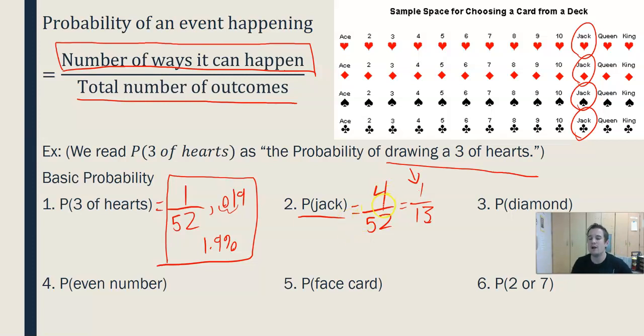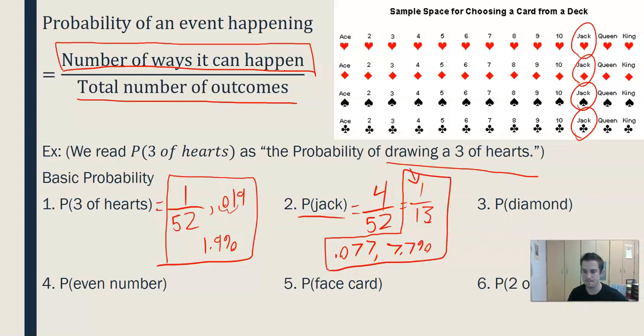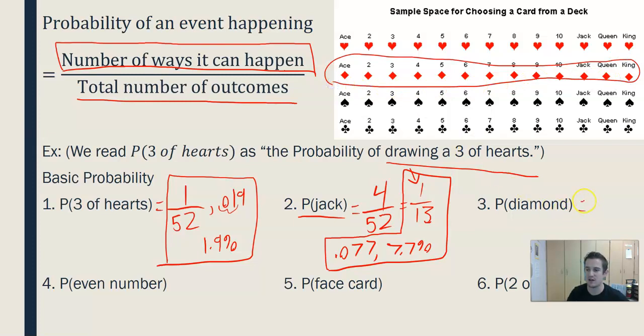But there's a 4 in 52 chance, or a 1 in 13 chance of drawing a jack from this deck of cards. If I write that as a decimal, it's 0.077, or 7.7%. So those are the 3 ways I want you to be able to write these probabilities. Okay, what about the probability of drawing a diamond? Well, here are all my diamonds. There are 13 of them. So the probability of drawing a diamond would be 13 divided by 52.